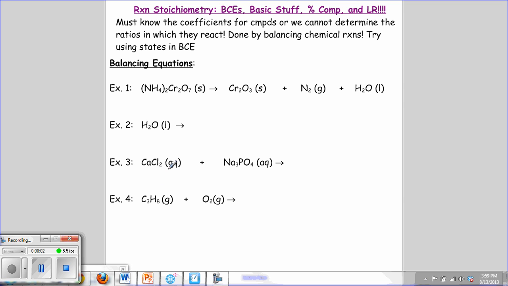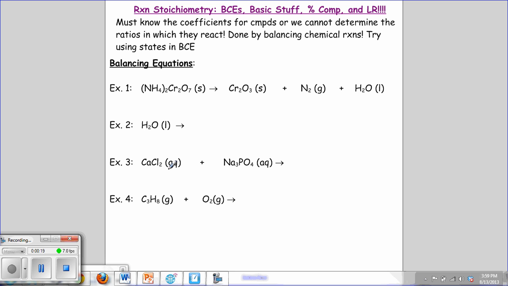Alrighty, so I'm just going to basically talk about some reaction stoichiometry here. This should be really familiar to you if you've attempted your summer assignment and checked yourself with the answers. I'm going to talk about balanced chemical equations, percent composition, actual yield versus theoretical yield, and limiting reagent.